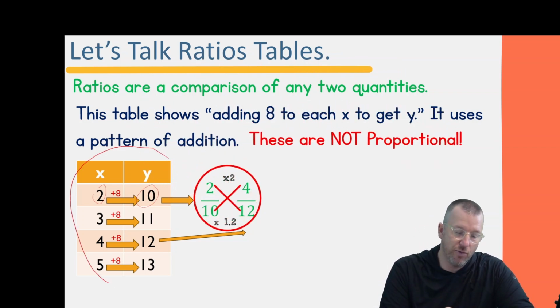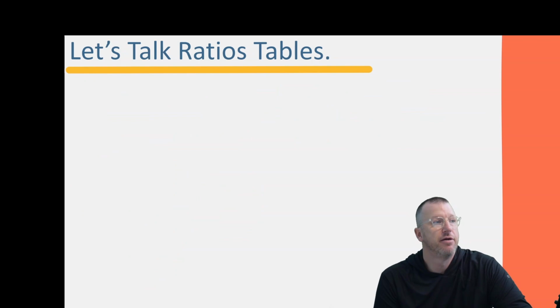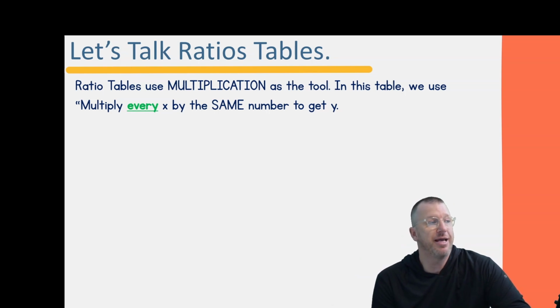There's nothing wrong with this table. It's just not a proportional table or a ratio table. So this is just a collection of data. For a ratio table, we have to use multiplication because remember, we talked about that. That's how we find equivalent fractions. So in this table, we multiply every x by the same number to get to y.